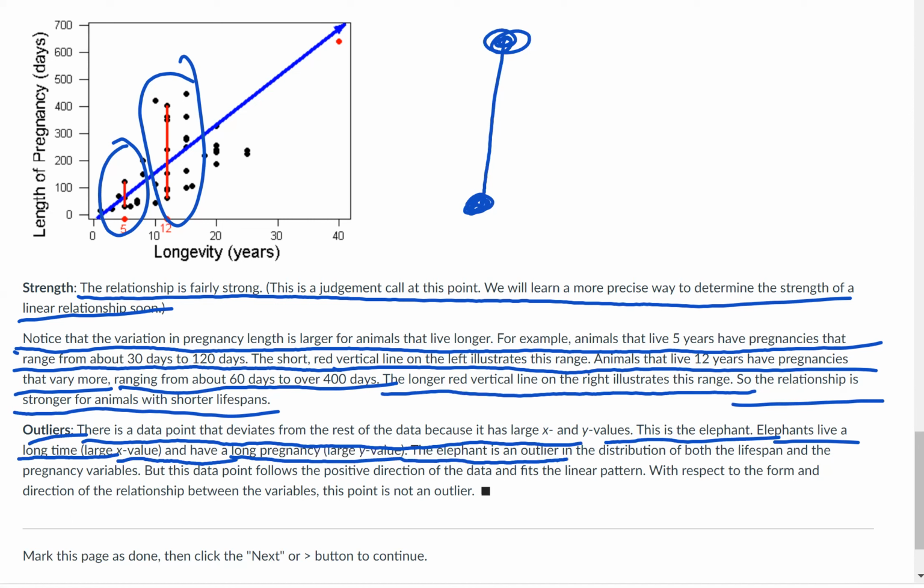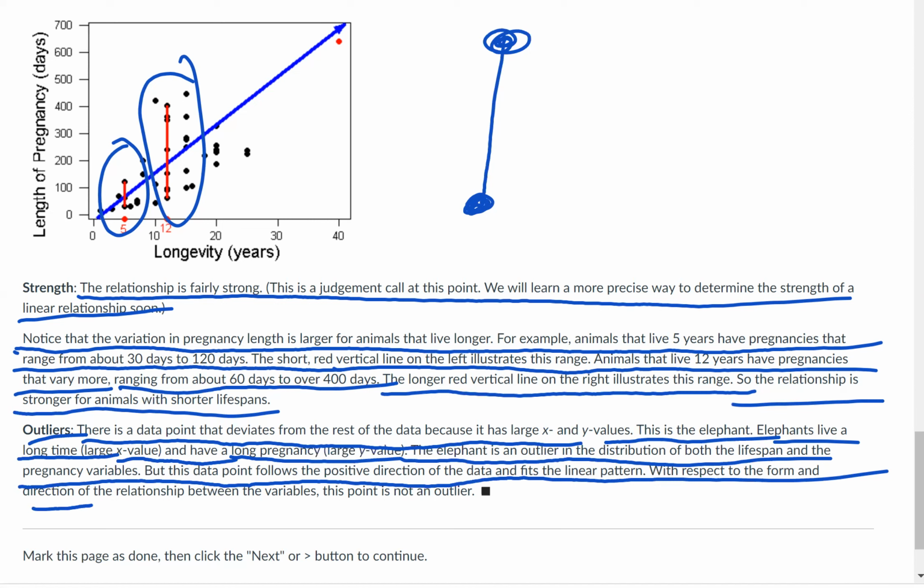The elephant is an outlier in this distribution of both the lifespan and the pregnancy variables. But this data point follows the positive direction of the data and fits the linear pattern. With respect to the form and direction of the relationship between the variables, this point is not an outlier.